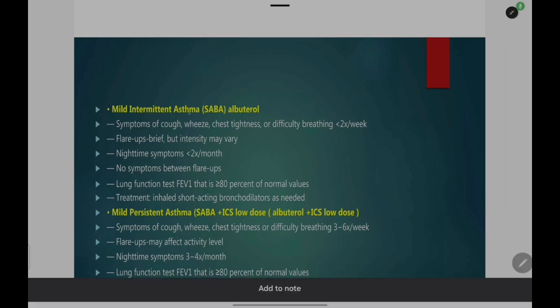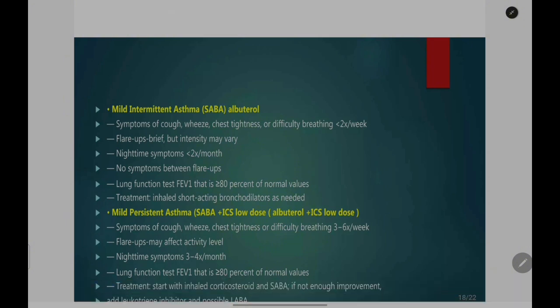Mild intermittent asthma, albuterol. Symptoms of cough, wheeze, chest tightness, or difficulty breathing less than 2 times per week. Flare ups are brief, but intensity may vary. Nighttime symptoms less than 2 times per month. No symptoms between flare ups. Lung function test: FEV1 more than or equal to 80% of normal values. Treatment: inhaled short acting bronchodilators as needed.